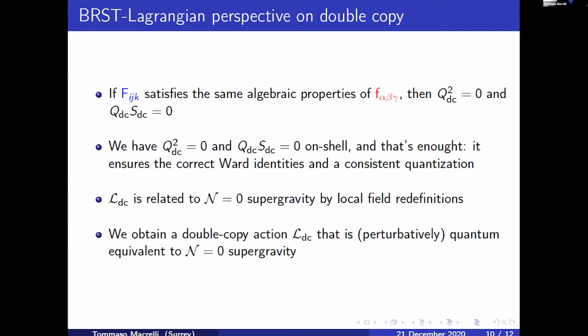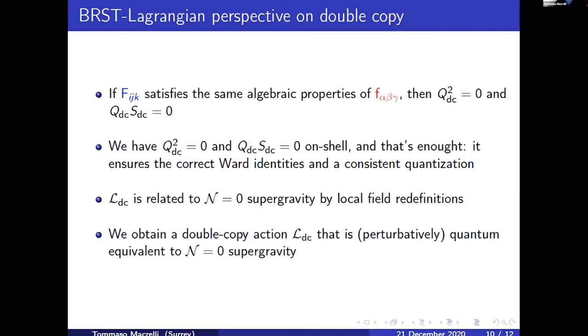Now, if the kinematic structure constants satisfy the same algebraic properties as the color structure constants, then we will have that the double copy BST operator squares to 0 and the double copy action vanishes under the action of the double copy BST operator. But we have that the double copy BST operator squares to 0 only on shell. But that's enough, since it ensures that we have the correct Ward identity and a consistent quantization.